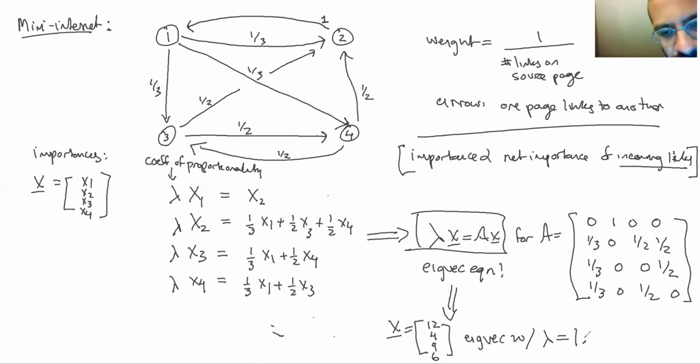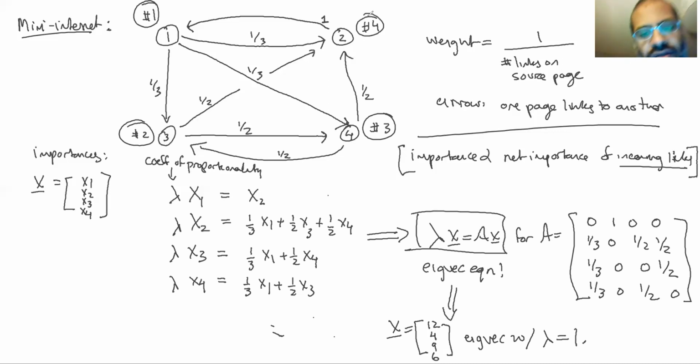For example, x1 has the highest score, so this is number 1. Second highest score is x3, so this is number 2. Third highest score is x4, so this is number 3. And this is x2. So by solving an eigenvector equation that you get from the internet like this, you actually get a ranking of the vertices.